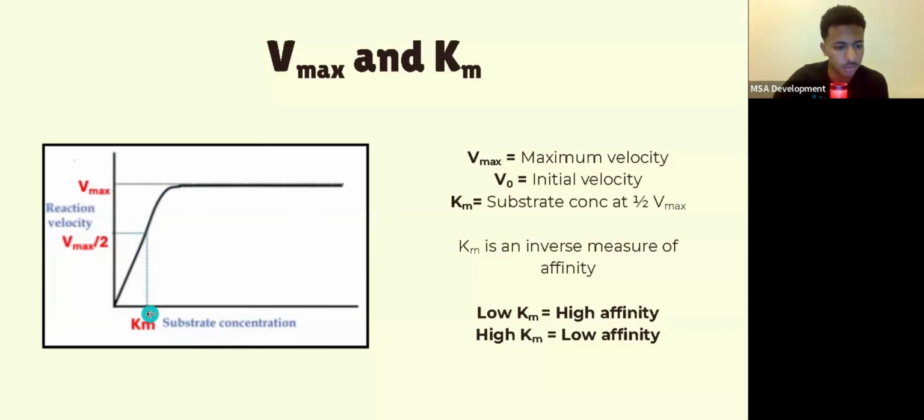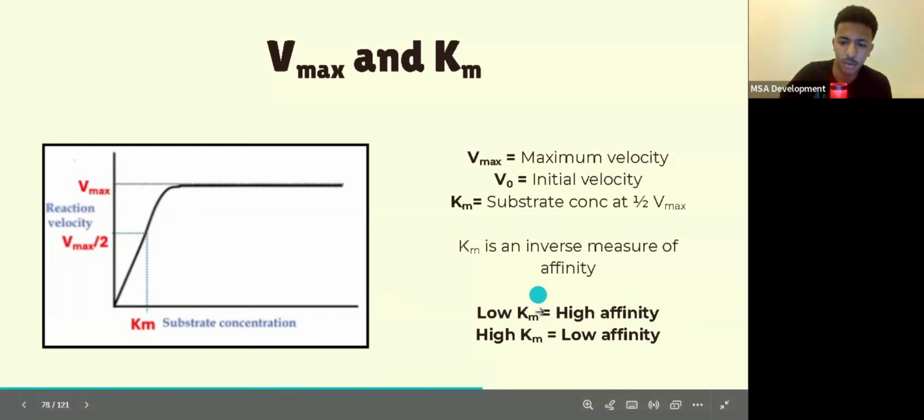If you think about it, if the Km was at a higher substrate concentration to reach the same Vmax, it means the enzyme and the substrate don't like each other that much. And so the higher the Km, the lower the affinity. And the lower the Km, the higher the affinity. Just memorize this, okay?